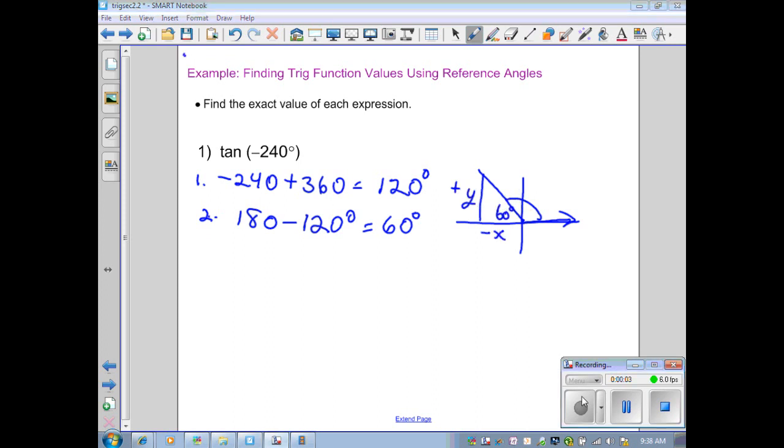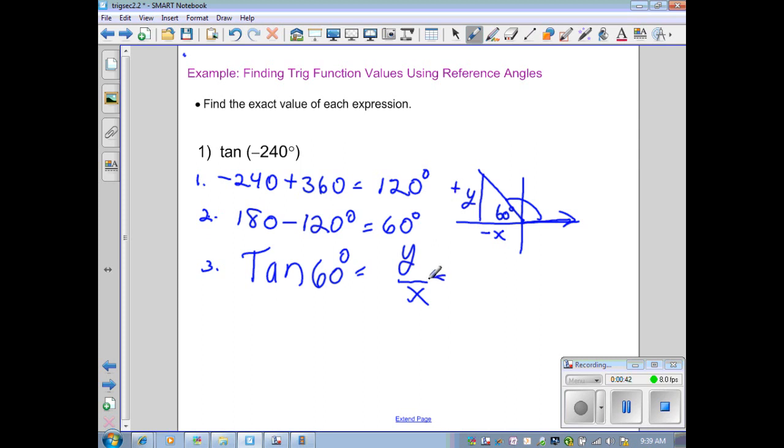Step 3 tells us to find the trig function values for the reference angle, and step 4 tells us to determine the sign of that reference angle. So in step 3, we want to find the tangent of our reference angle, which is 60 degrees. We know from previous sections that the definition is y over x. With the angle being 120 degrees in quadrant 2, I need to determine the signs of x and y. In quadrant 2, I have a negative x value, and also in quadrant 2, I have a positive y value.